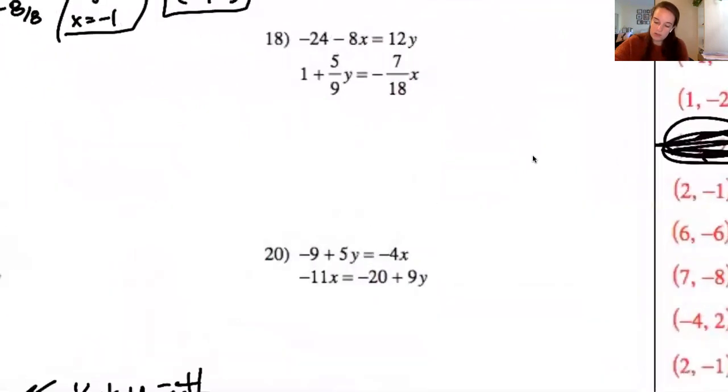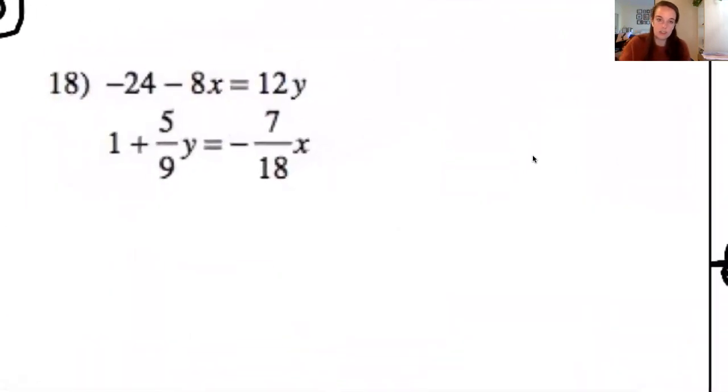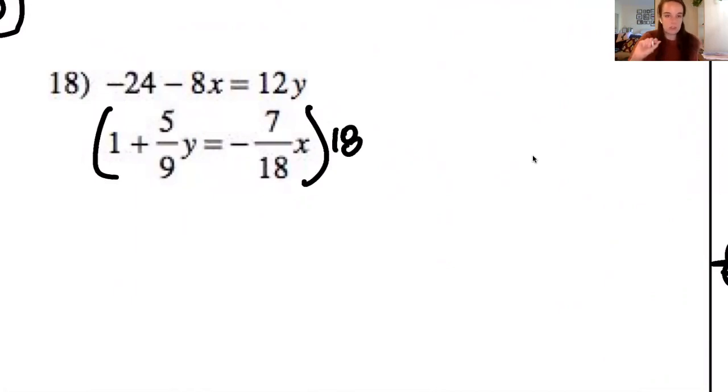Well, let's go ahead and do this one really fast, 18, since it has, I'm sure, that scary fraction. The way that I deal with fractions always is I always try to get rid of them. So in this case, the biggest number on the bottom is 18. And I know 9 also goes into 18. So I'm going to multiply everything in this problem times 18 just to get started. So 18 times 1, 18 times this, 18 times that.